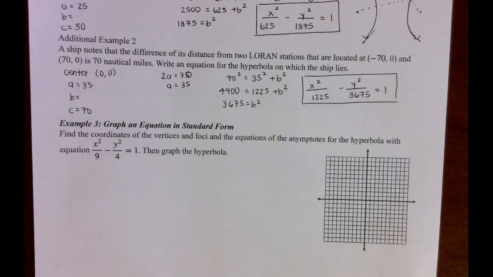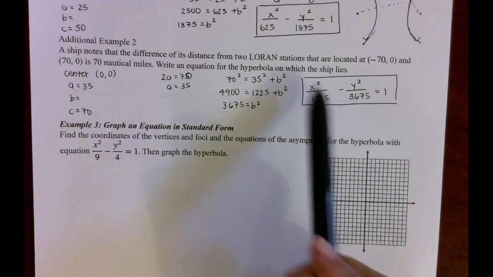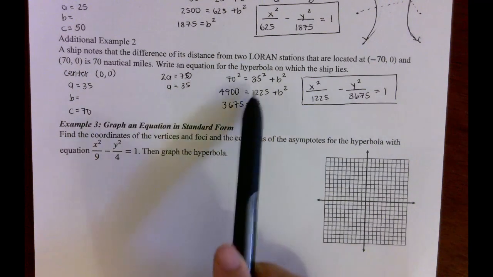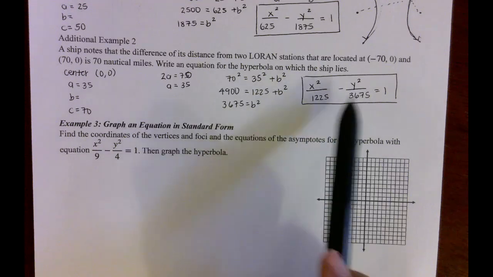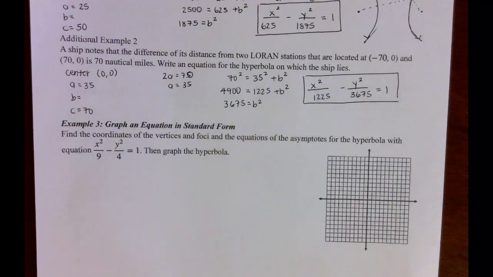I don't have to solve for b because I'm not graphing it, I'm just writing the equation, and I want b squared in my equation anyways. So then it's x squared over 35 squared, which gives you this, minus y squared over b squared, which we found here, equals 1. Okay, so now let's get to graphing.